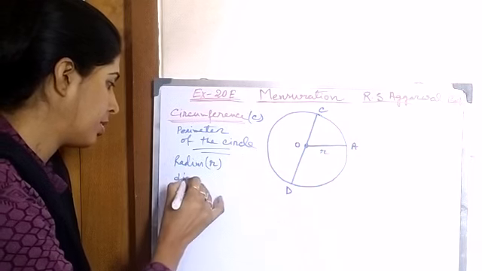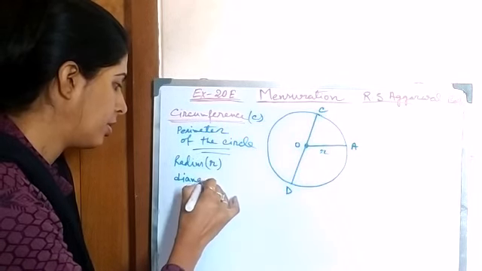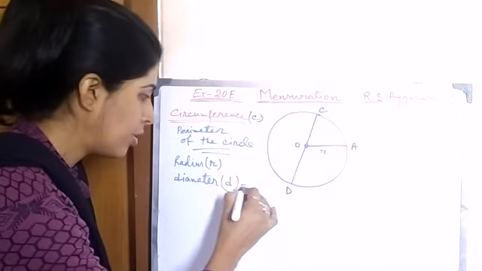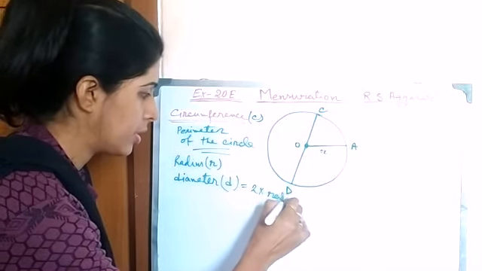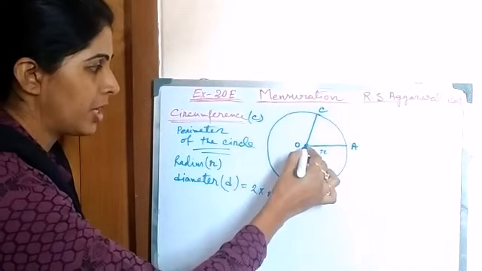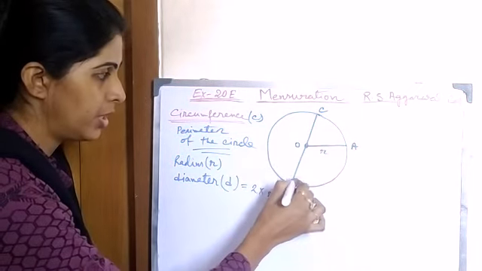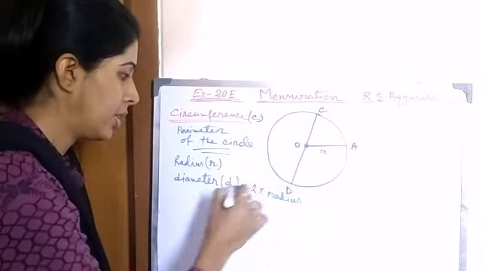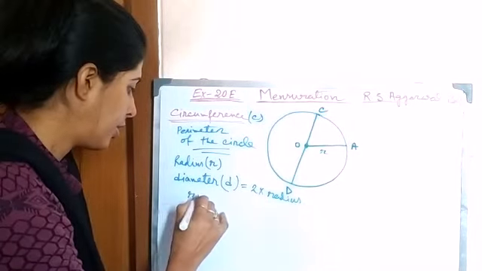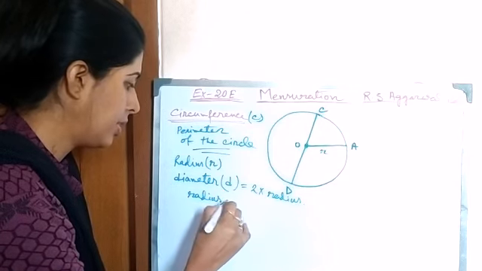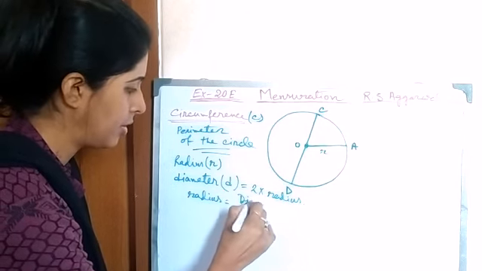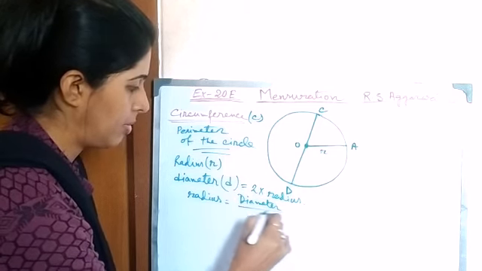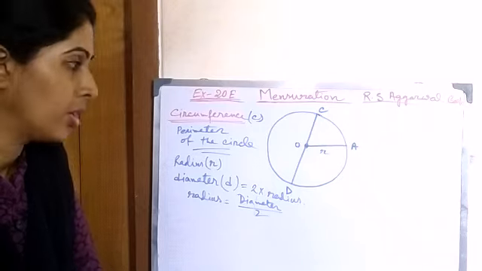Diameter I will denote by D. So diameter equals 2 into radius. From here to here is the radius once, and from here to here is the radius twice. So 2 into radius is the diameter. If we find the radius from the diameter, it is diameter by 2. That is the radius.